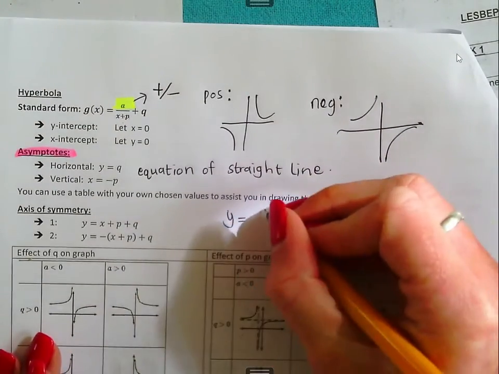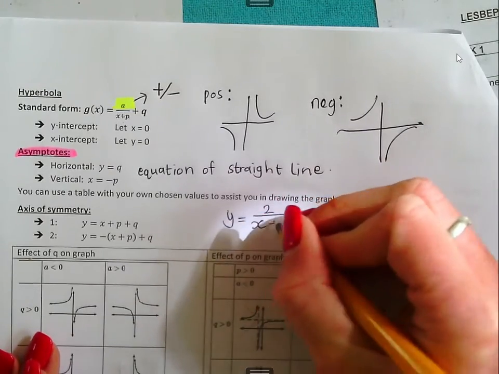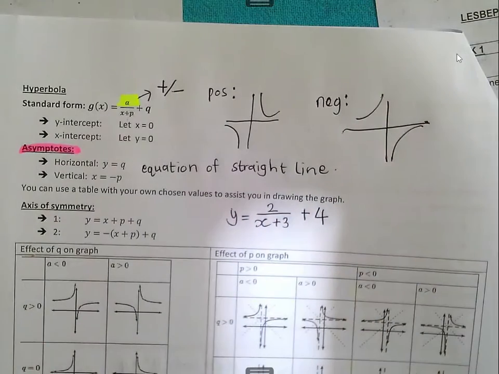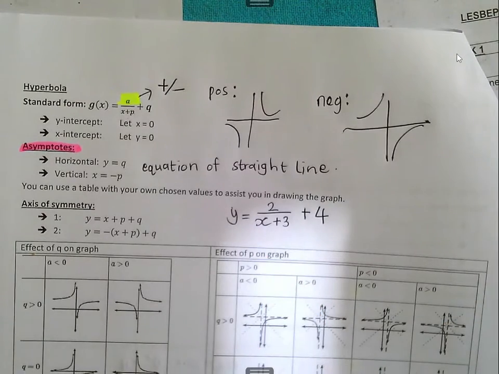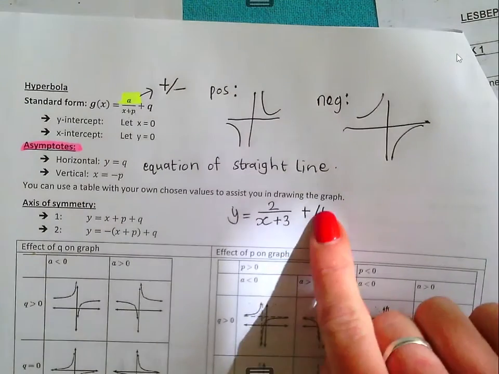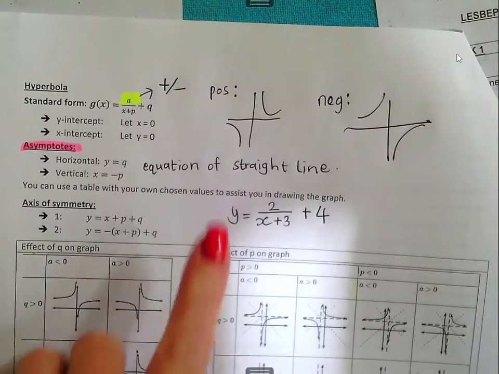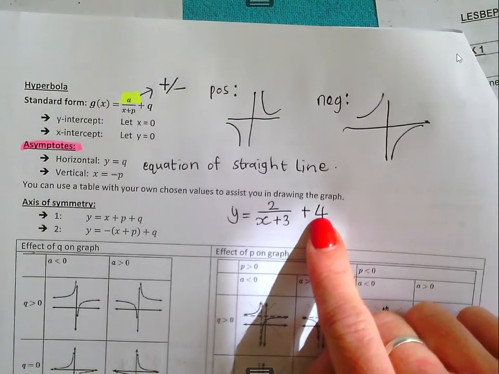y equal to 2 over x plus 3 plus 4. What does this tell us? It tells us it's a positive hyperbola. It's in the first and the third quadrant. It has a vertical line at x equal to negative 3. So it will be on this side of 0. It has a horizontal line at y equal to 4. Because y is on this side, the q value is on that side.